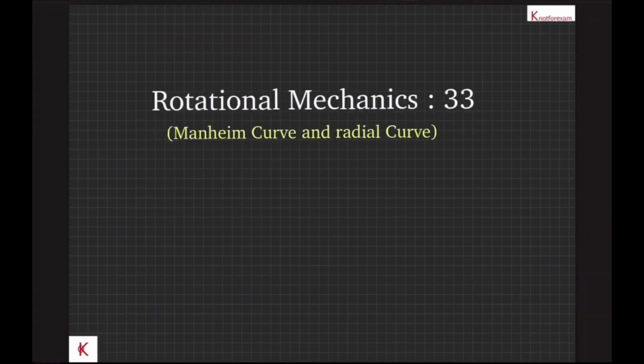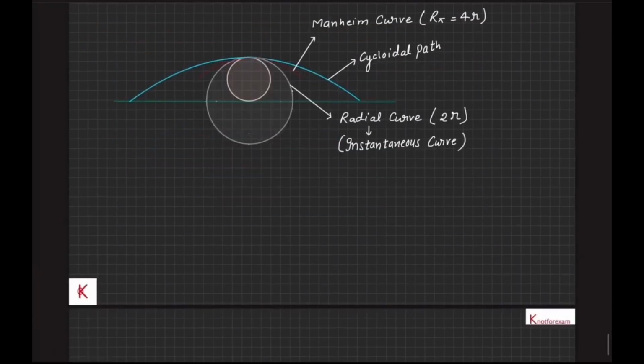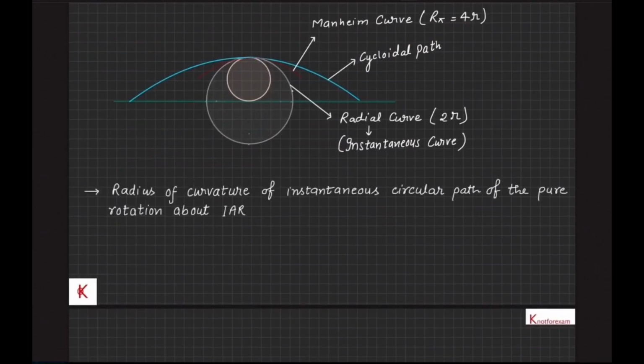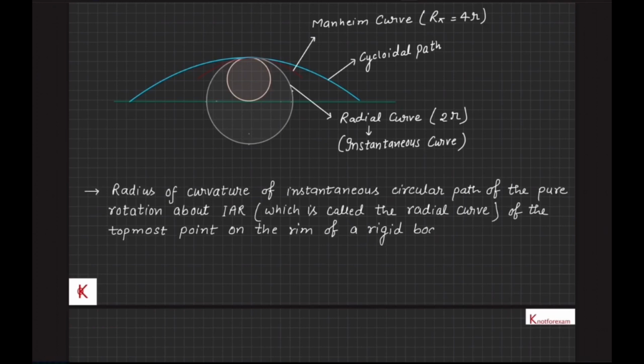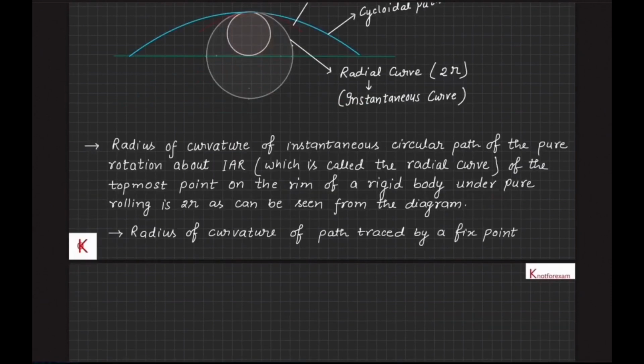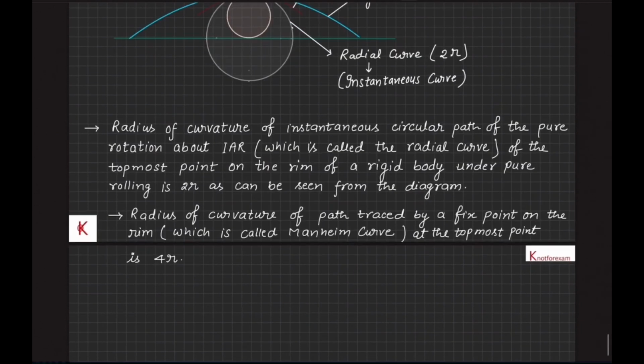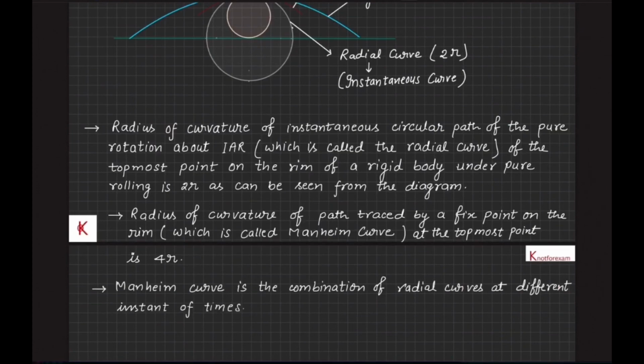We are going to talk about the Mannheim curve and the radial curve with respect to the cycloidal path in pure rolling. Let's take a look at the given diagram of a cycloidal path in pure rolling. The radius of curvature of the instantaneous circular path of the pure rotation about the instantaneous axis of rotation, which is called the radial curve, at the topmost point on the rim of a rigid body under pure rolling is 2r, as can be seen from the diagram, and the radius of curvature of the path traced by a fixed point on the rim, which is called the Mannheim curve, at the topmost point is 4r. Actually, the Mannheim curve is the combination of radial curves at different instants of time.